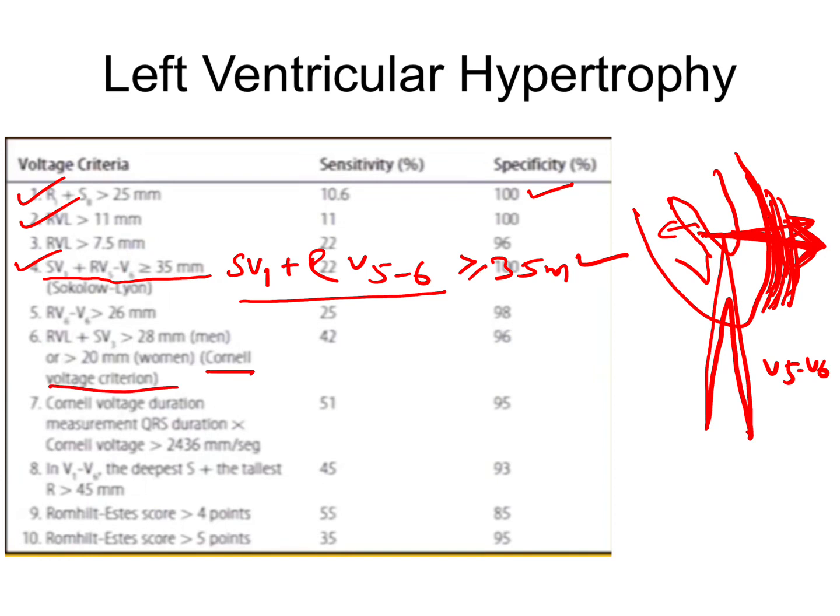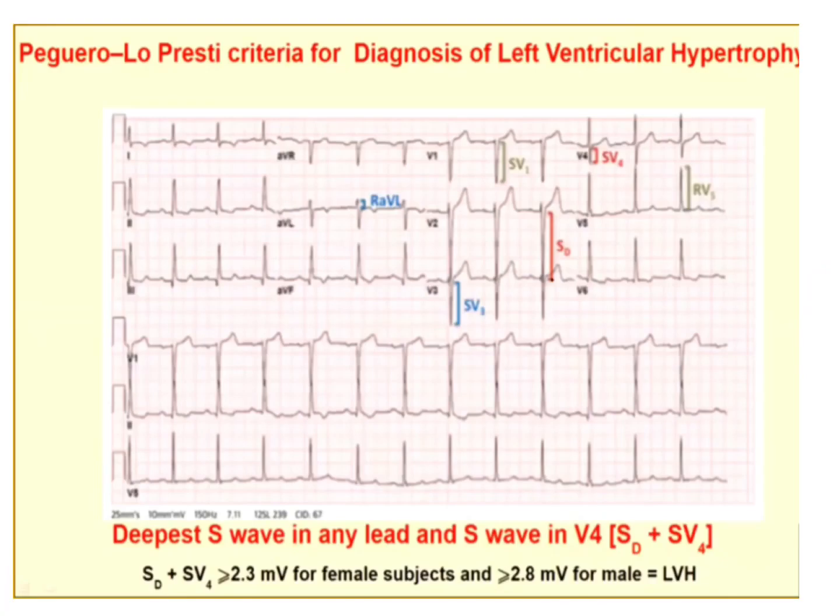Some people also use the Cornell voltage criteria, that is R wave in aVL plus S wave in V3. If it is more than 28 mm in men and more than 20 mm in women, it is suggestive of left ventricular hypertrophy. So these are the few criteria which we can remember to establish left ventricular hypertrophy in an ECG.